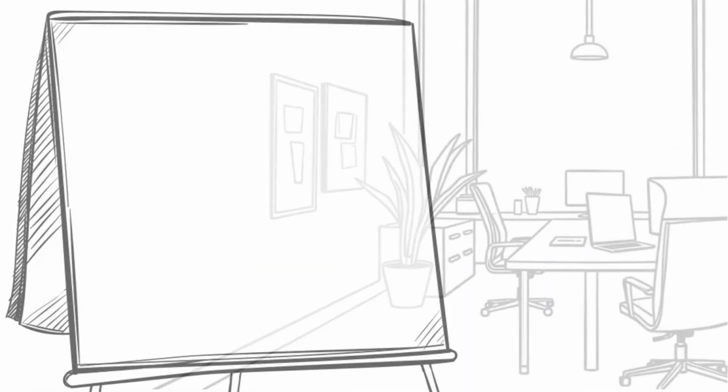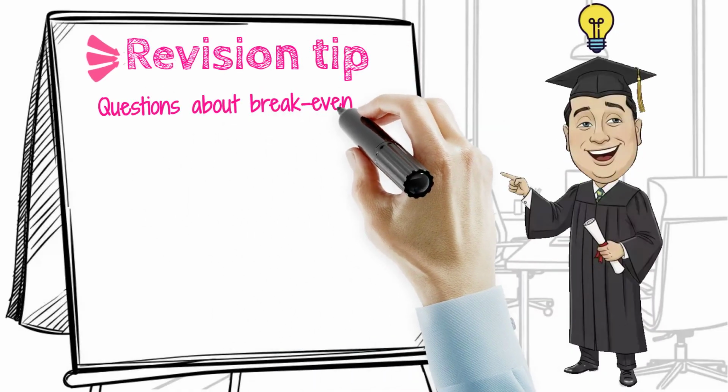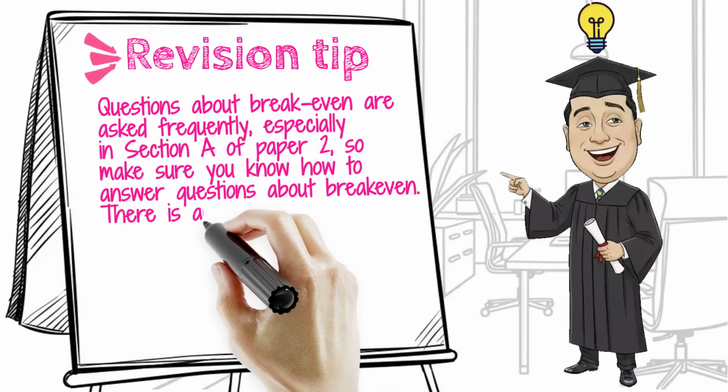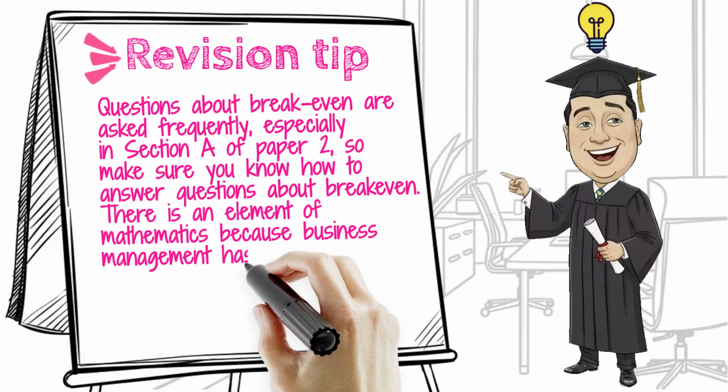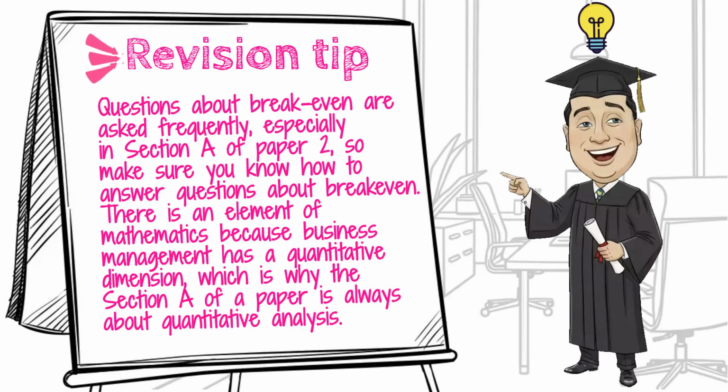Revision tip. Questions about break-even are asked frequently, especially in Section A of Paper 2. So make sure you know how to answer questions about break-even. There is an element of mathematics because business management has a quantitative dimension, which is why Section A of the paper is always about quantitative analysis.